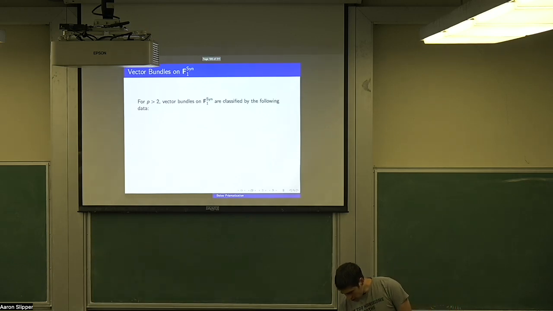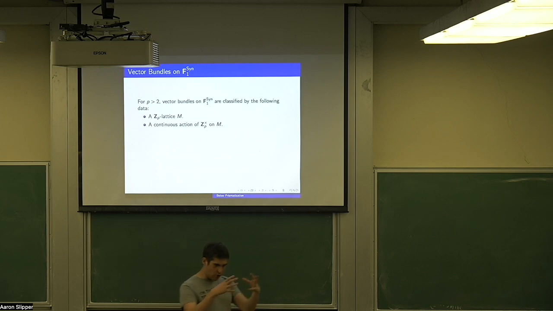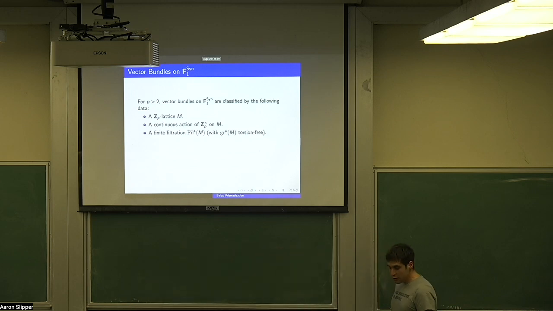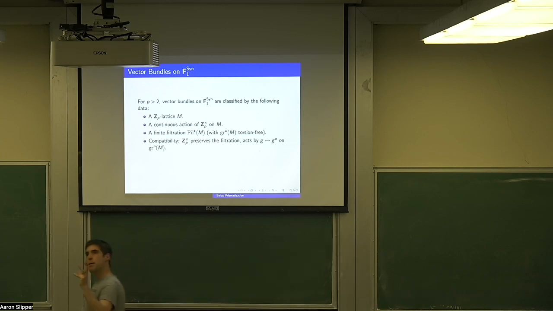So what are the vector bundles on F1 sin? I'll tell you when p is greater than 2, they're classified by the following data. So first you give a Zp lattice. You give an action of Zp star on it. That's what you see on that open substack view. You see a filtration, which is what you see when you pull back to A1 mod Gm. And you see a compatibility between these two structures, which is that first Zp star acts in a way that preserves the filtration, but it's better than that. At the associated graded level, Zp star acts diagonally. On the nth associated graded piece, it acts by g goes to g to the n.